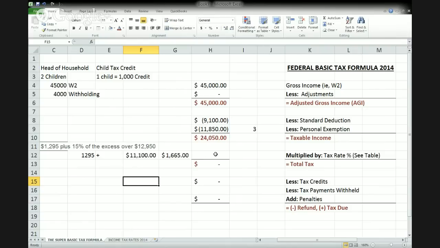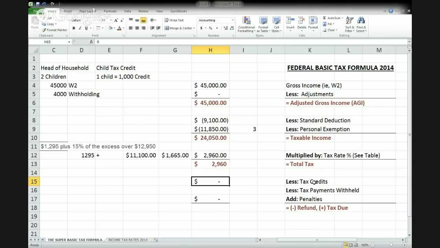So we can go ahead and do the math. It's equal to this plus the 15% of the difference between those two numbers, which is equal to 2,960. And 2,960 is our total tax. So out of $24,000 in income, this taxpayer needs to pay 2,960 in taxes.